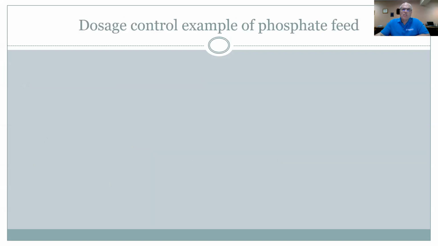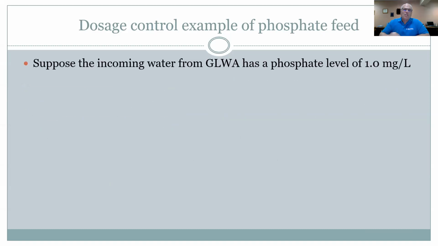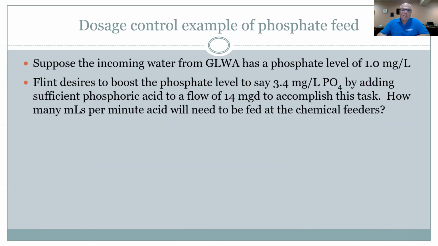So the dosage control example for phosphate feed for the plant operators went like this. Suppose the incoming water from Great Lakes Water Authority has a phosphate level of 1 milligram per liter. And Flint desires to boost the phosphate level to, say, 3.4 milligrams per liter by adding sufficient phosphoric acid to a flow of 14 mgd to accomplish this task. So they need to know how many milliliters per minute of the acid they're going to feed to get up to 3.4 milligrams per liter phosphate in the 14 mgd that's coming in from Great Lakes Water Authority.